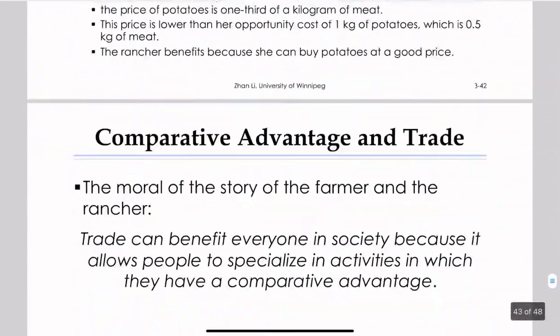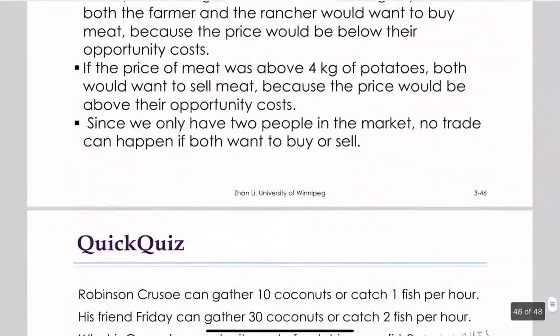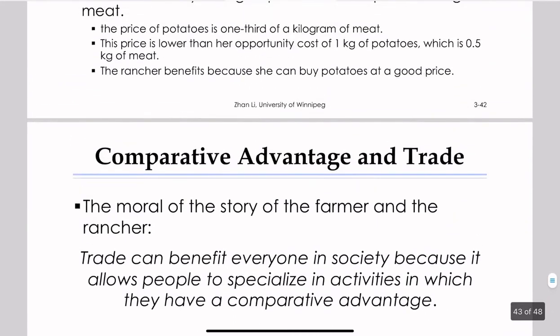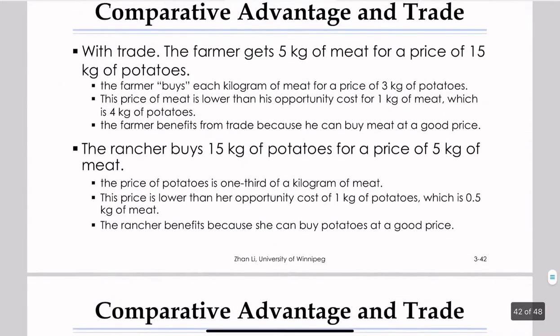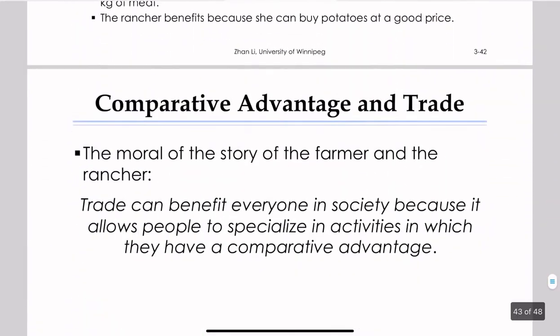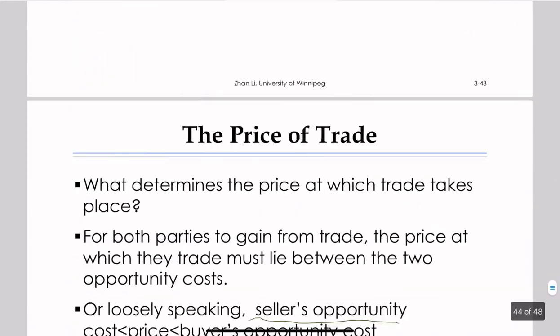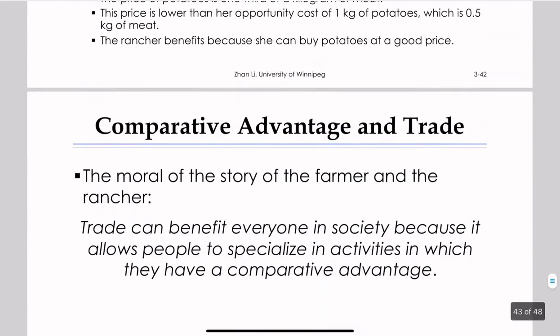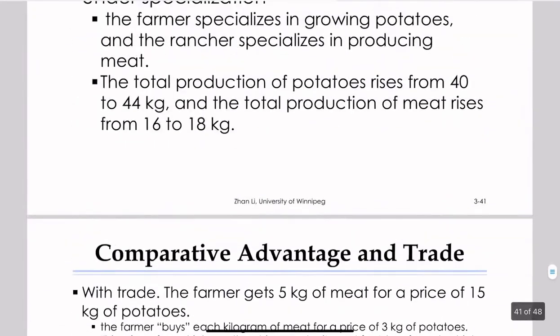And we also discussed several points about this comparative advantage result. The first is we talked about the price of the trade, right? So basically, we know that the price of the trade has to be smaller than the buyer's opportunity cost and higher than the seller's opportunity cost.